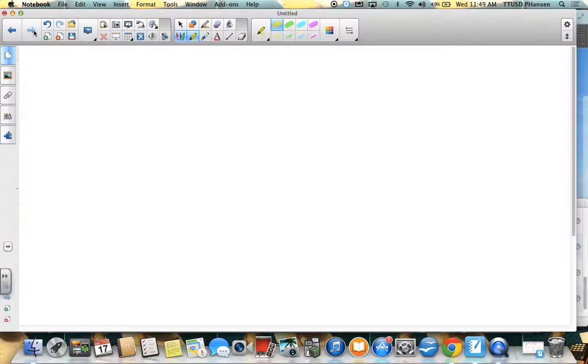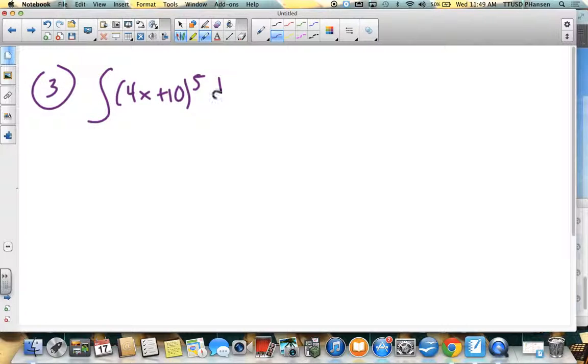Next one, number 3 is actually a little more challenging. So hopefully you pause it and tried it already. There's something different in this one that hasn't come up yet. The integral of 4x plus 10 to the 5th dx. I don't want to expand this thing 5 times and do a bunch of distributions and then power properties. So I'm going to use trigonometric substitution. So u substitution, not trigonometric.